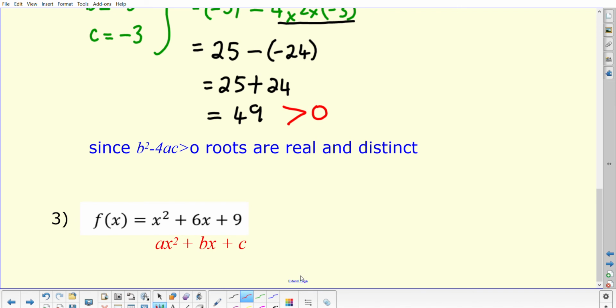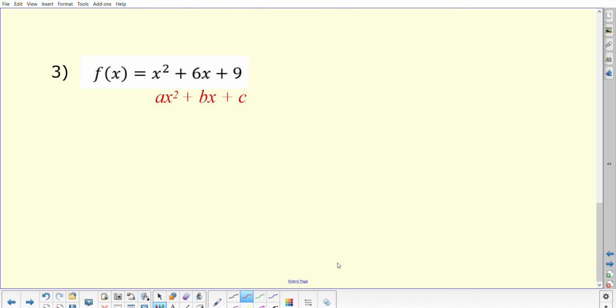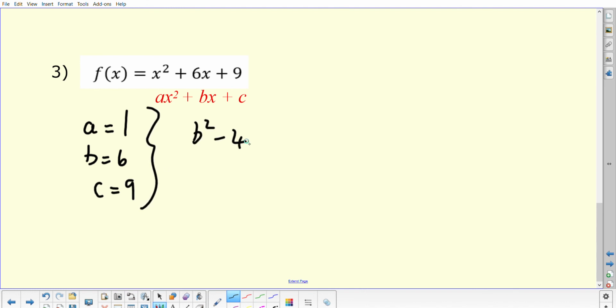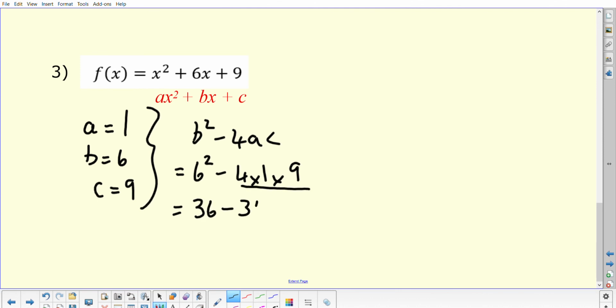The last one, question 3, same again, working with your values for a, b and c. So a here is equal to 1. If there's no number there, remember it's a 1. B is 6 and c is 9. And when you sub that into b squared minus 4ac, you get 6 squared minus 4 times 1 times 9. And 6 squared is 36. 4 times 1 times 9 is 36. So we end up with 0.